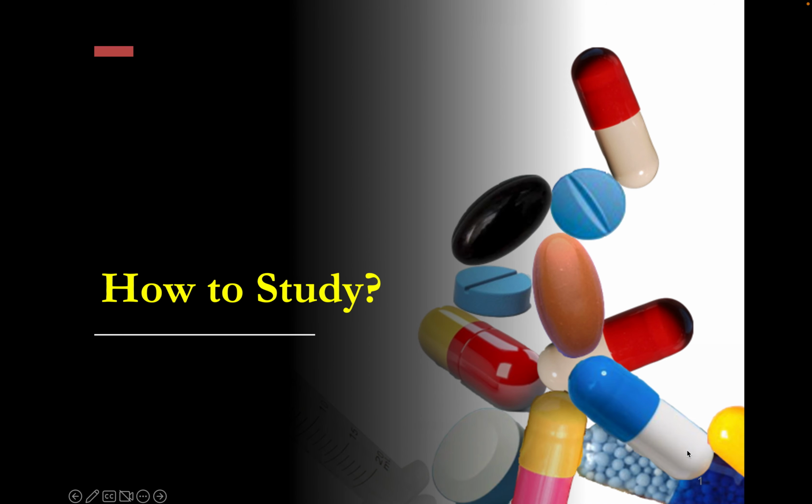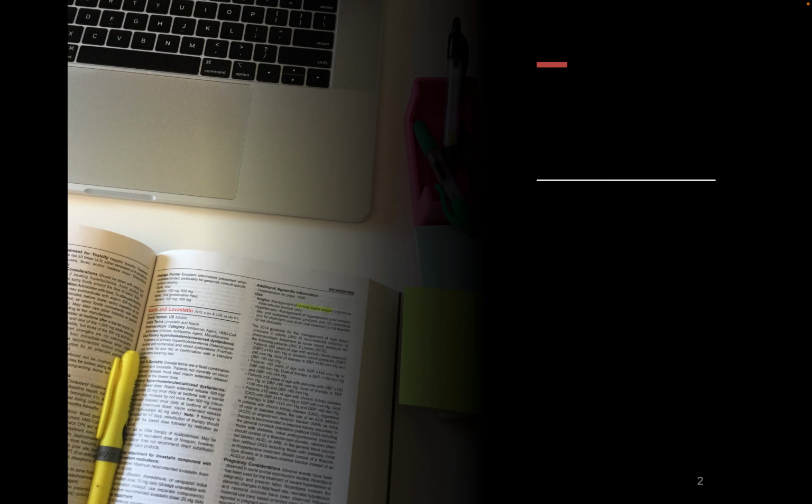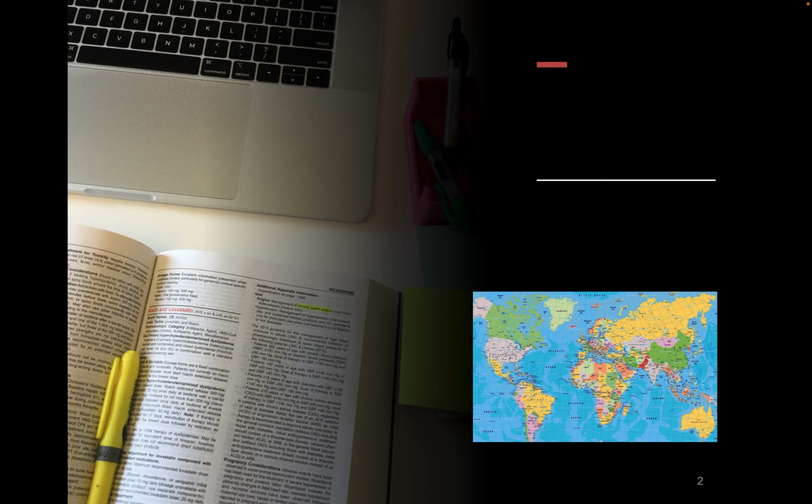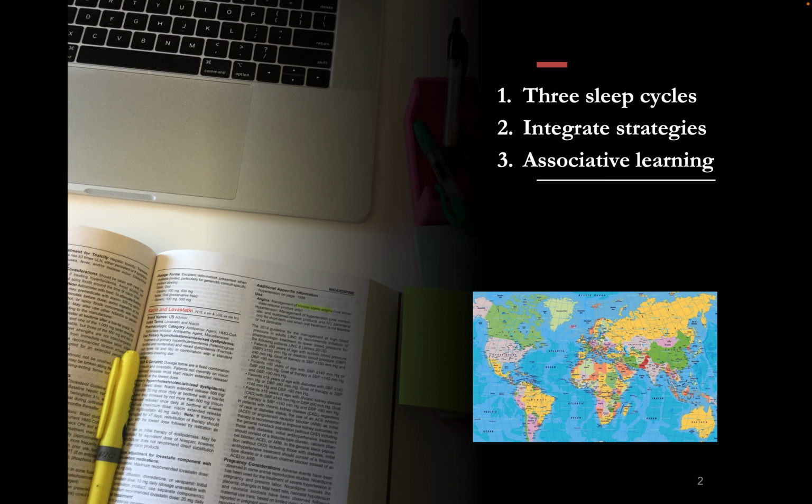Let's talk about how to study complex topics in a short amount of time. During your school days, you memorize long lists of names of countries, flowcharts, equations, etc. That means your brain is pretty smart. If you follow three strategies, you will be able to learn anything in a short amount of time.